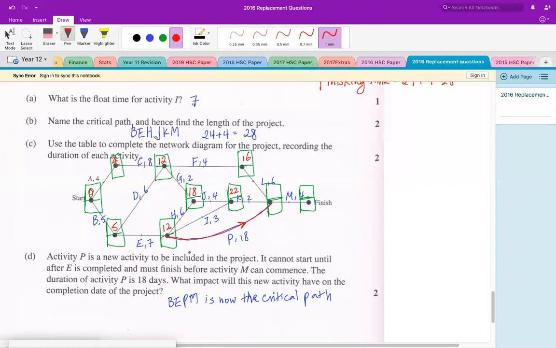I think the only thing that changes is because at the start, if we don't do it with P, then we would have just chosen 22 plus 2, right? But now you can actually go from 12 plus 18. That gives you 30. 30 is bigger than 24. So this is 30. And 30 plus 4 is 34. So that becomes the new finishing time, right?